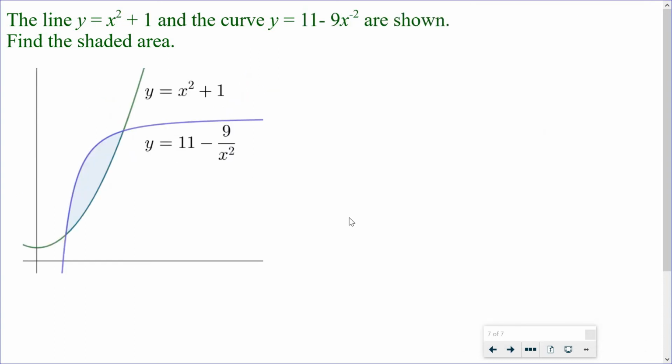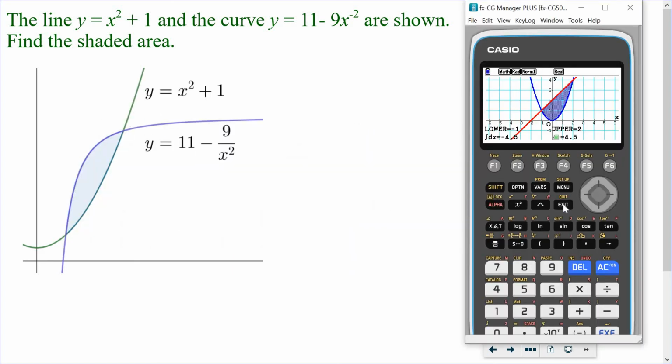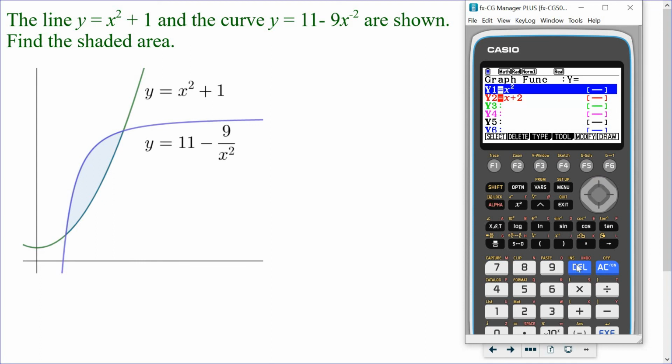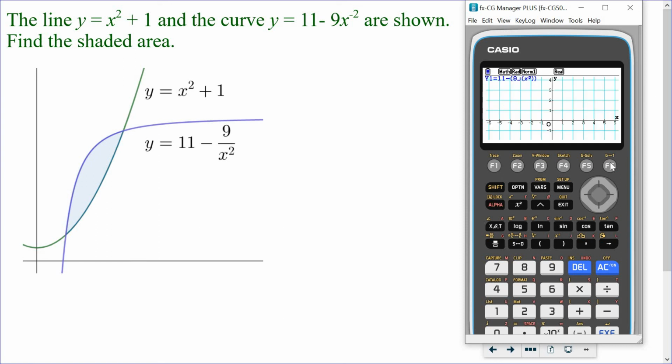Okay, let's try another similar one. So this is area between two curves again. So we'll exit this and we'll delete these, and we'll put this in the right order this time. Okay, so if I do the upper curve, which is the purple one, so I want to do 11 minus 9 over x squared. Okay, and then the lower curve is x squared plus 1. And we draw both of those.